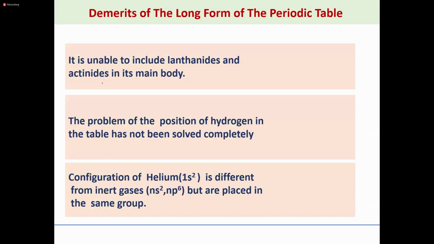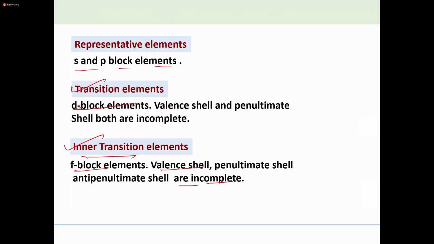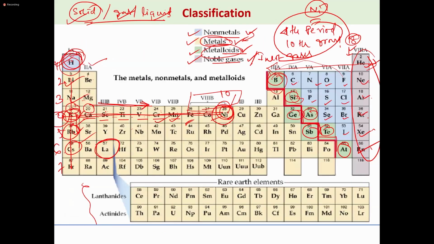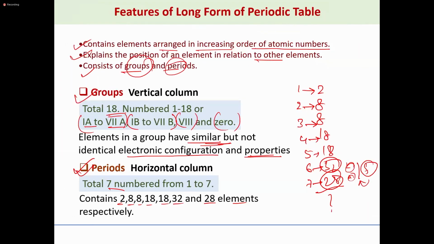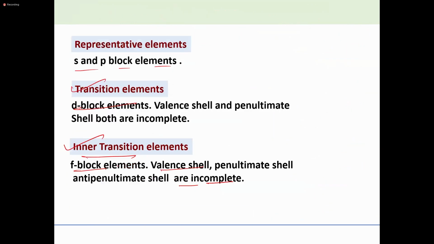But there are some demerits also. It is unable to include the lanthanides and the actinides in the main body. If you see the periodic table, again, go to the periodic table. The F block elements, lanthanides and the actinides, are present below the periodic table. So we cannot arrange these F block elements inside the main periodic table. So this is a demerit of the periodic table.